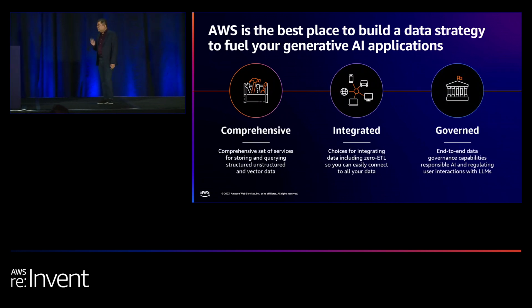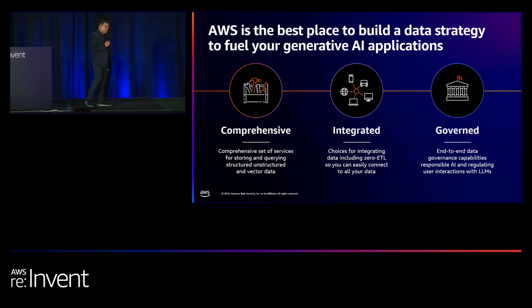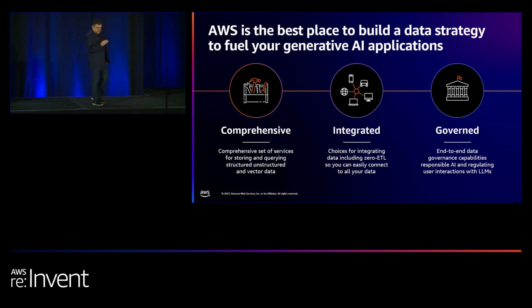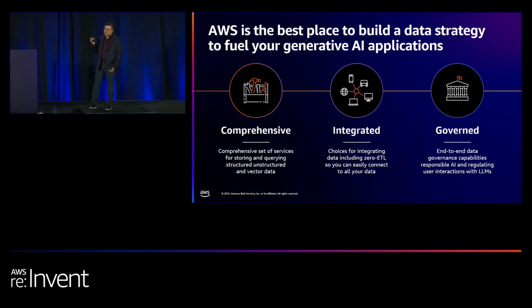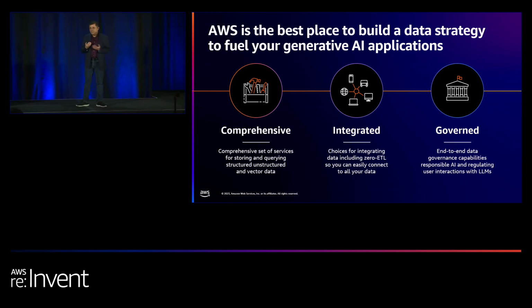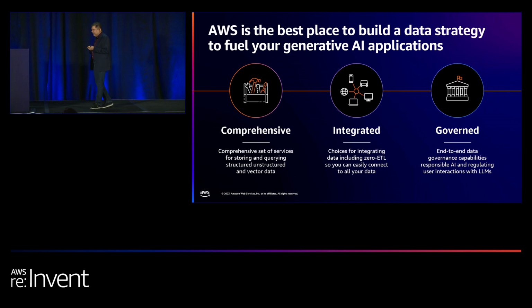Now, AWS is the best place to build a data strategy to fuel your generative AI application. It has the most comprehensive set of capabilities, whether it is around storing, querying, processing, and doing business intelligence. It's well integrated. You have options around integrating data using ETL, ELT, zero ETL. And finally, it has built-in governance support to ensure that you actually have responsible AI.